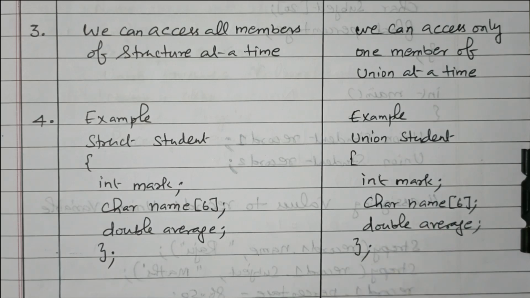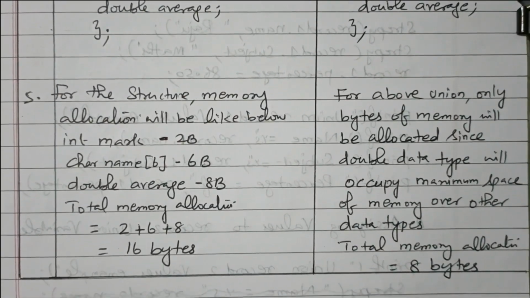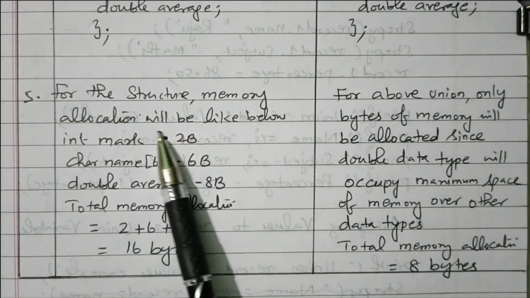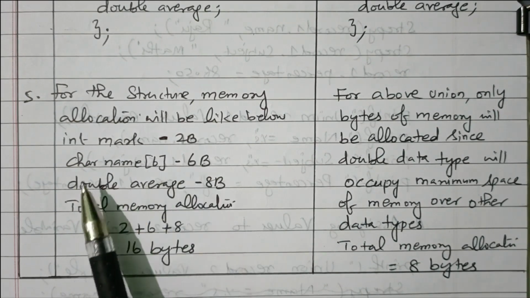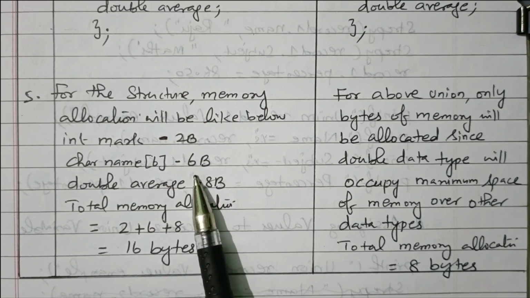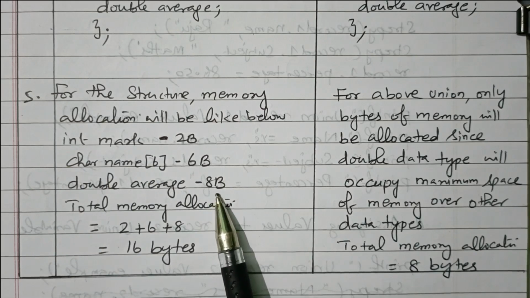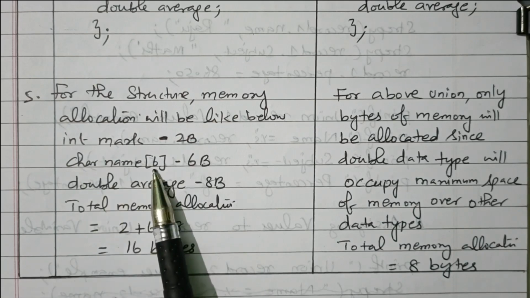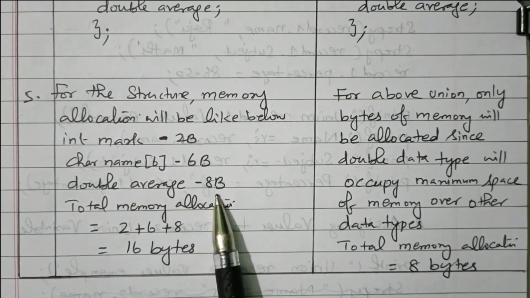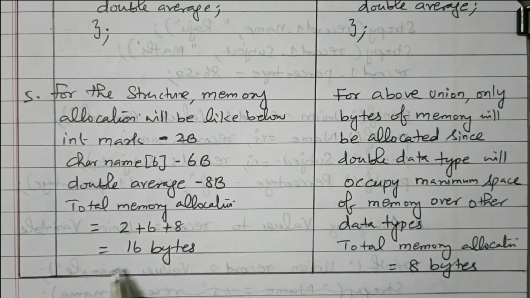Now we'll see how the memory spaces are allocated. That is the important thing here, how the memory is managed. For the structure, memory allocation will be like below. Integer mark will allocate 2 bytes. Character name with 6 characters will allocate 6 bytes. Double average, being double data type, will allocate 8 bytes. So the total allocation is 2 plus 6 plus 8, which is 16 bytes. 16 bytes are allocated, with separate space for each member.